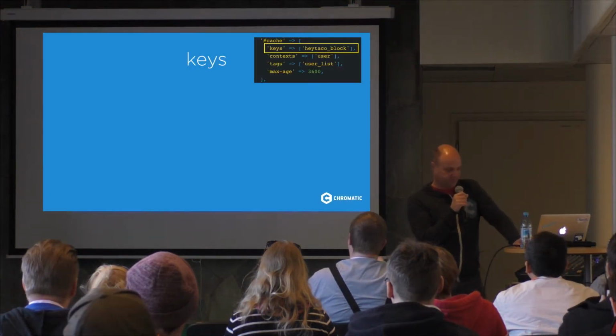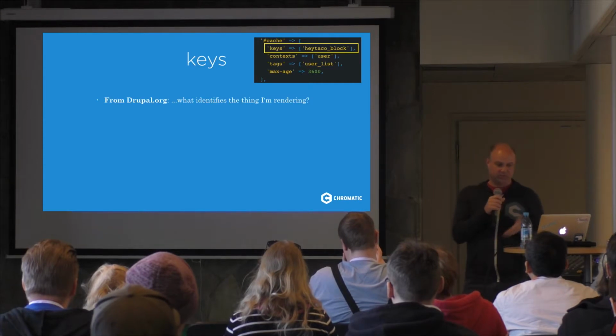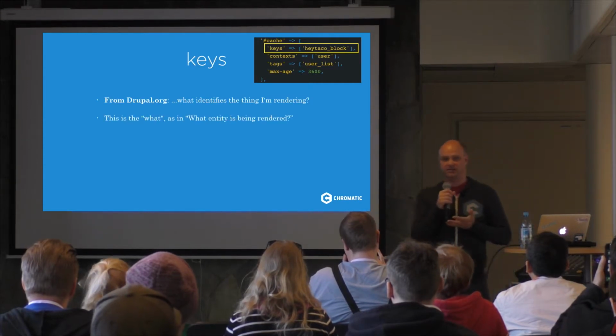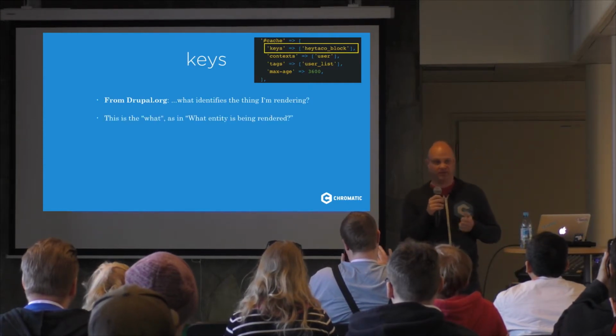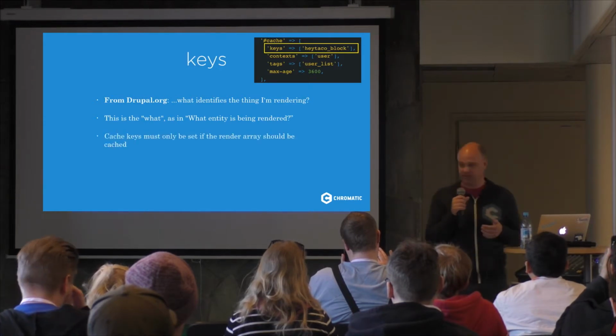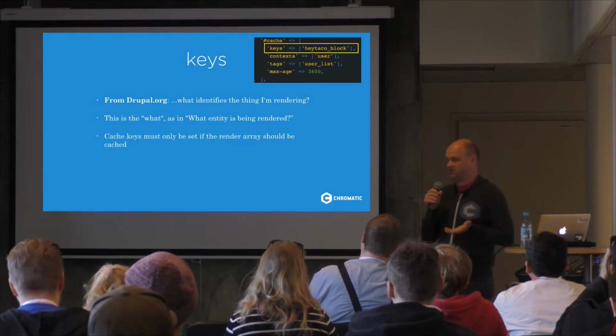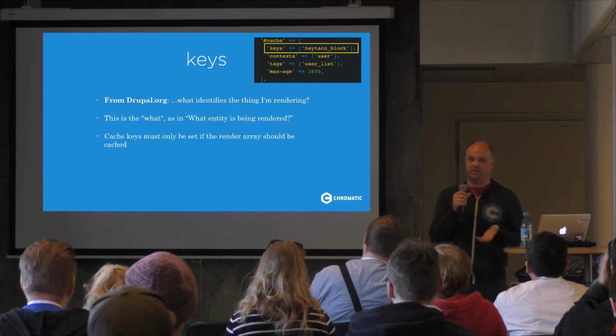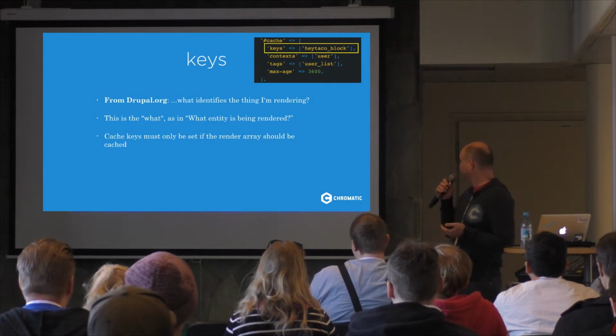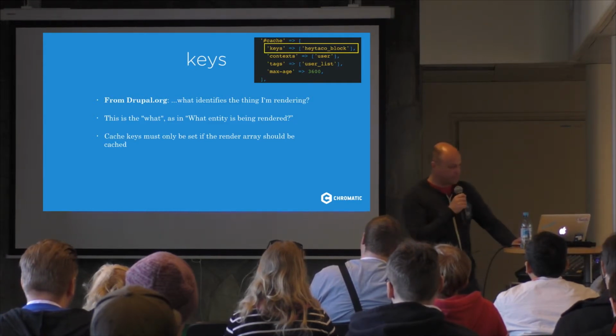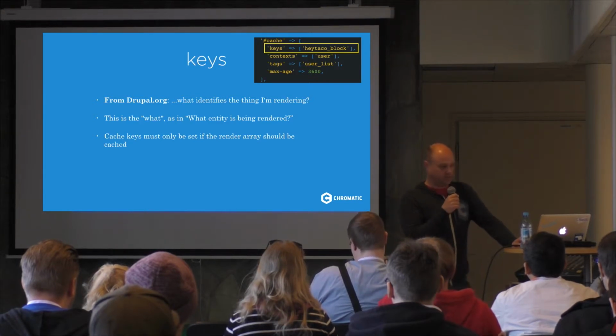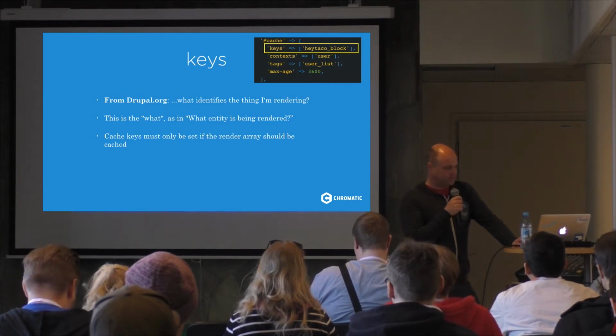So the keys. So from Drupal.org, like what identifies the thing that I'm rendering. So this is like the name of it, what uniquely identifies it. Since I have a custom block called Hey Taco, I don't think anything else is going to be using Hey Taco, so I just gave it the name Hey Taco block. So this is like the what. Now, and again, I mentioned that this must be set if the render array should be cached.